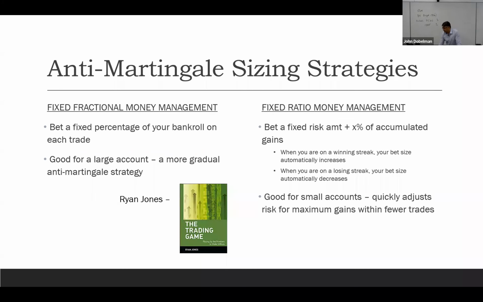And what this does is it's more reactive. When you're on a winning streak, your bet size increases automatically. When you're on a losing streak, the same applies, that's just anti-martingale. The same applies to both. It's just more pronounced here. And this is good for small accounts because it quickly adjusts, and within a few trades when you have one streak, you'll ramp it up faster.